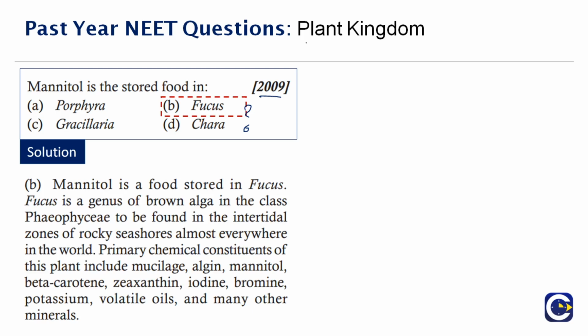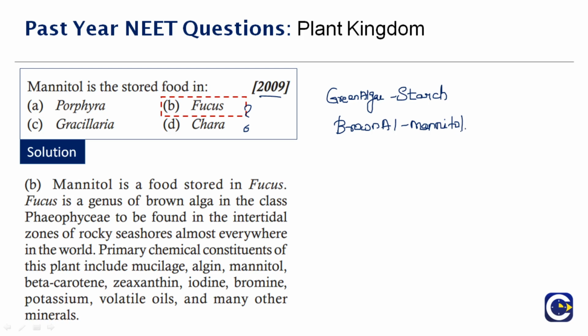Now, if you take green algae, they will have starch as their stored food. If you take brown algae, they will have mannitol as their stored food. Likewise, every differently colored algae will have a different stored food which will help the organism. So Fucus belongs to brown algae, which has mannitol as a stored food.